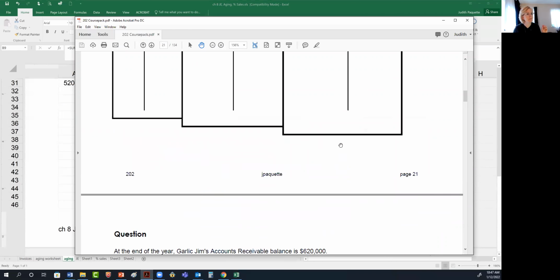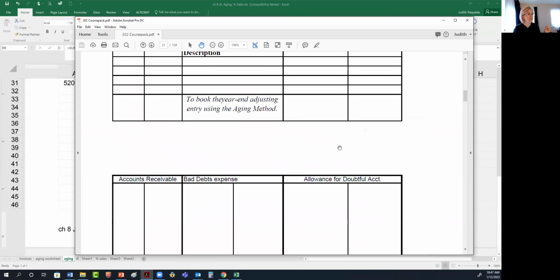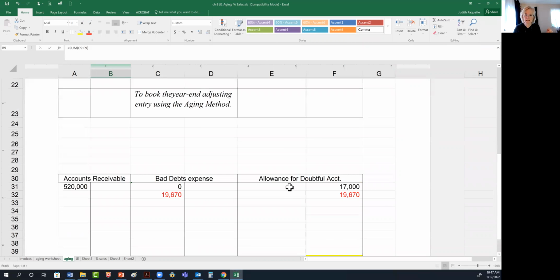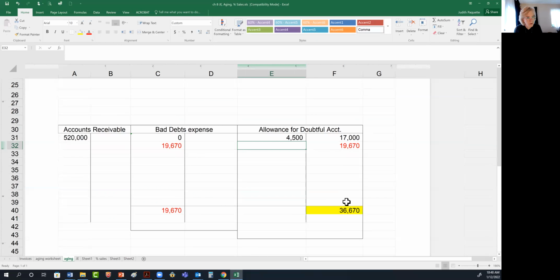Now, oh, I'm sorry, let me go back to Helena's question. If your beginning balance was, let's go back to page 21, if your beginning balance was a debit balance, let's say it was 4,500, then your journal entry would be a lot bigger because you'd have to take into account the 4,500 in order to get to 36,000. It would be more like 40,000.